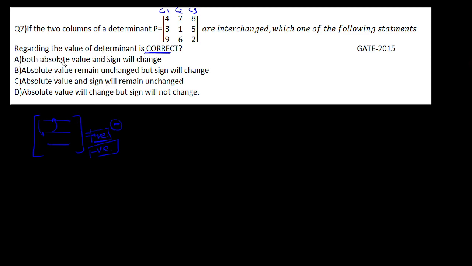Option A says both absolute value and sign will change. Option A is not correct because the absolute value does not change, only the sign will change. Option B is the correct statement according to the property of the determinant. Option C says absolute value and sign will remain unchanged. No, the sign will change, so option C is not correct. Option D says absolute value will change but sign will not change. Again, option D is false. So the only correct statement is option B.